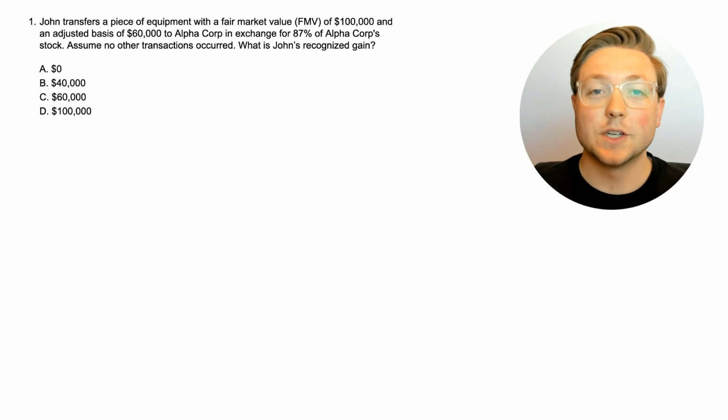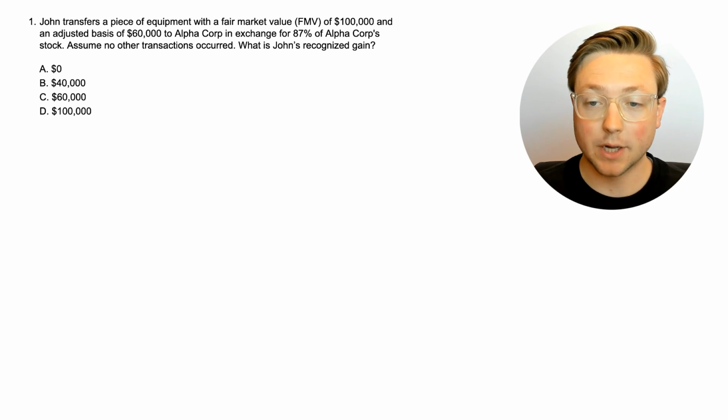Okay, here we are at question 1. John transfers a piece of equipment with a fair market value of $100,000 and an adjusted basis of $60,000 to Alpha Corp in exchange for 87% of Alpha Corp's stock. Assume no other transactions occurred. What is John's recognized gain?